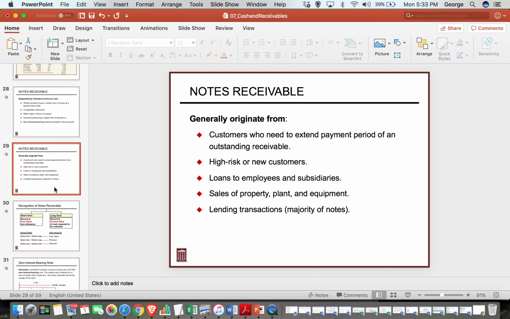Generally, notes receivable arise from customers who need to extend payment on an outstanding receivable, high-risk or new customers, loans to employees and subsidiaries, and the sale of property, plant, and equipment. It's expensive, so they can't really afford to pay us cash; they're going to give us a note. Then there are your lending transactions, which are probably the majority of notes: lending money to customers that can't pay their bills, so we say, okay, you can pay it in 3 months, and you're going to have to pay interest.